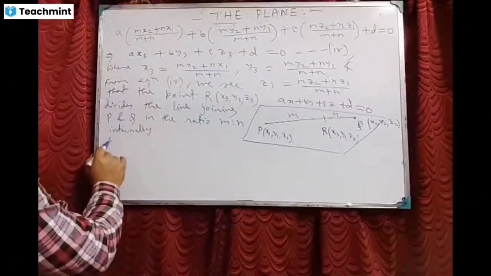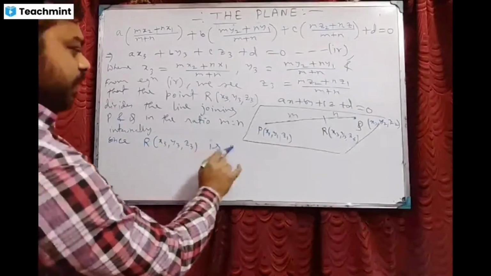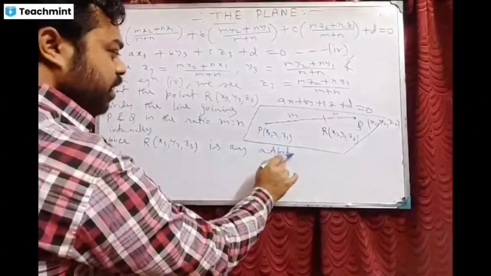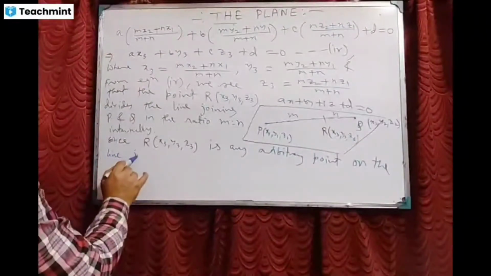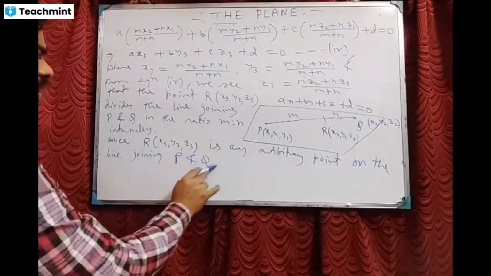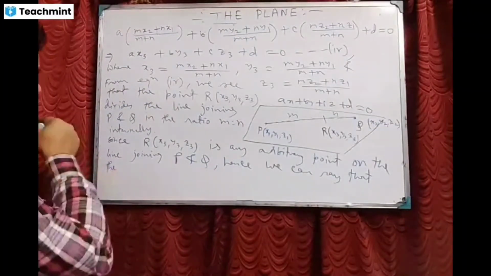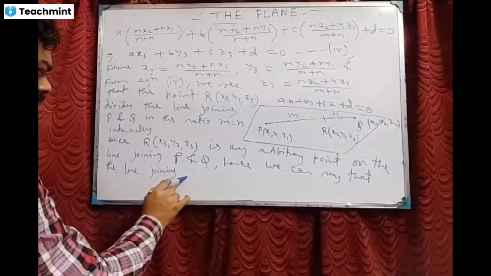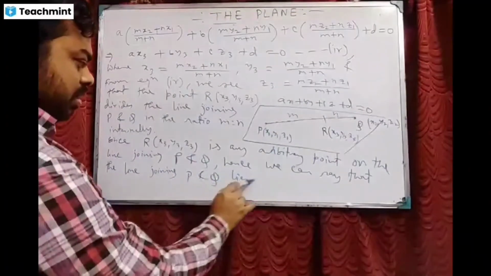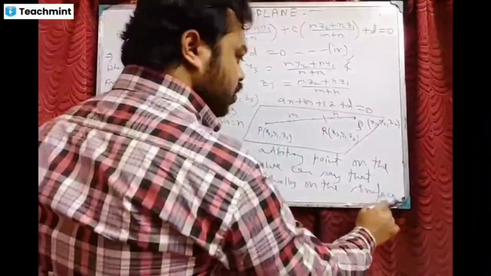Since R is arbitrary, since R (x3, y3, z3) is any arbitrary point on the line joining P and Q, hence we can say that the line joining P and Q lies wholly on the surface 1.